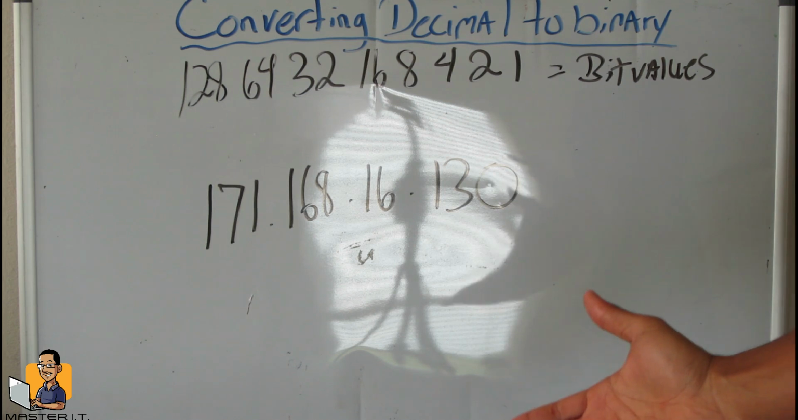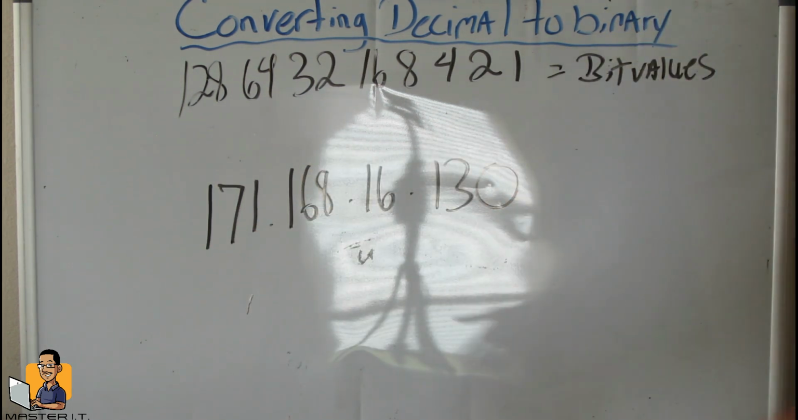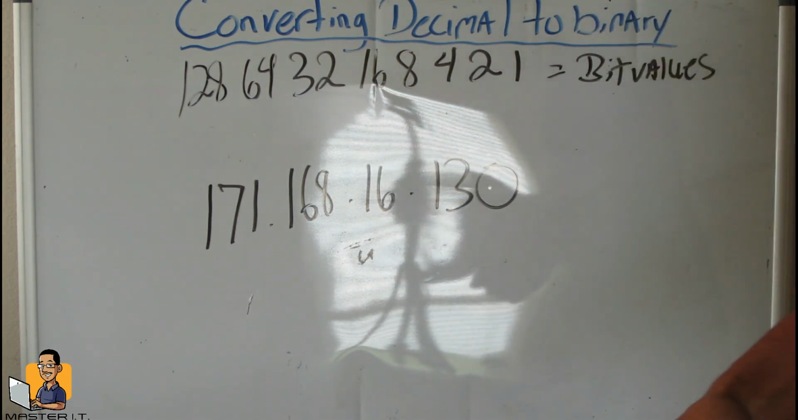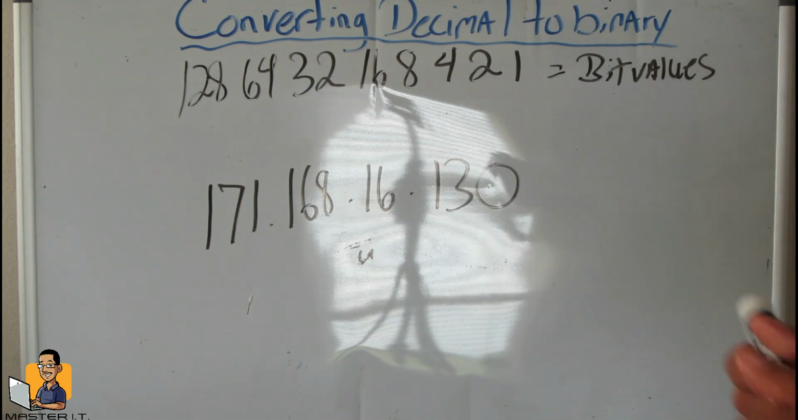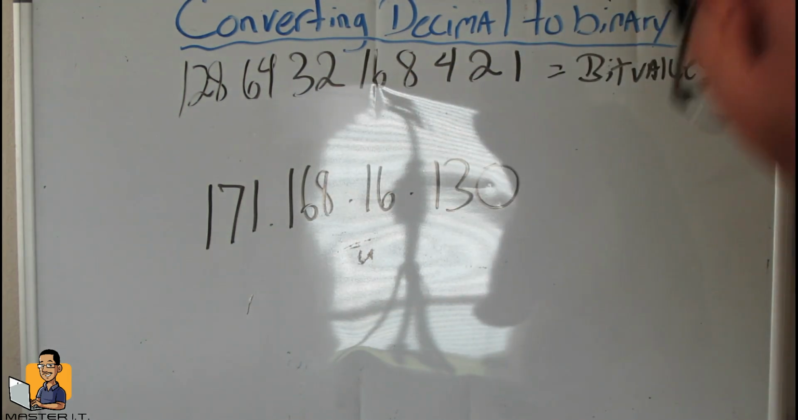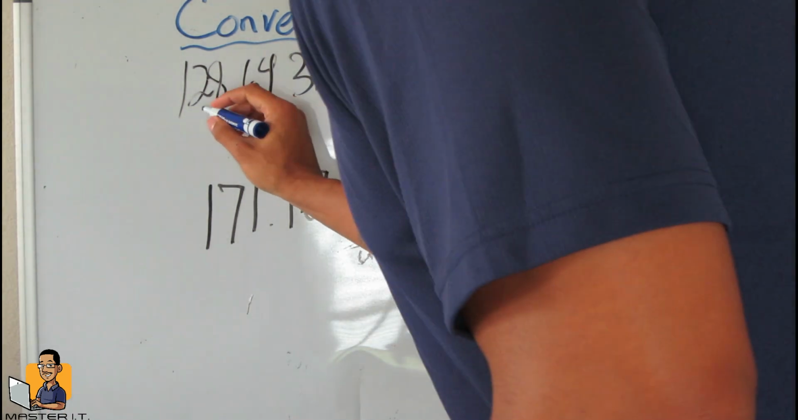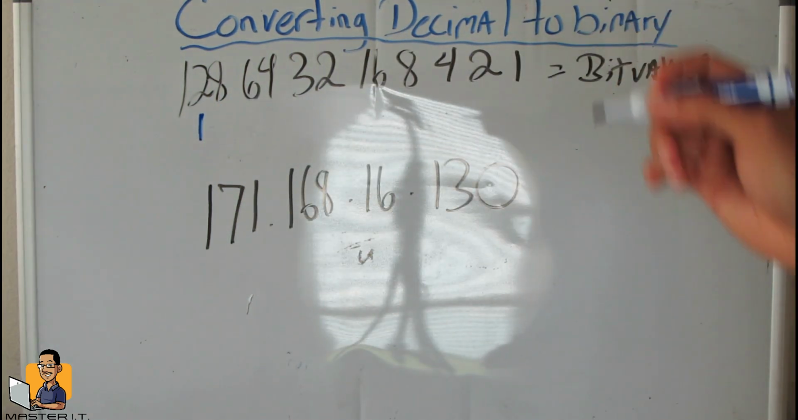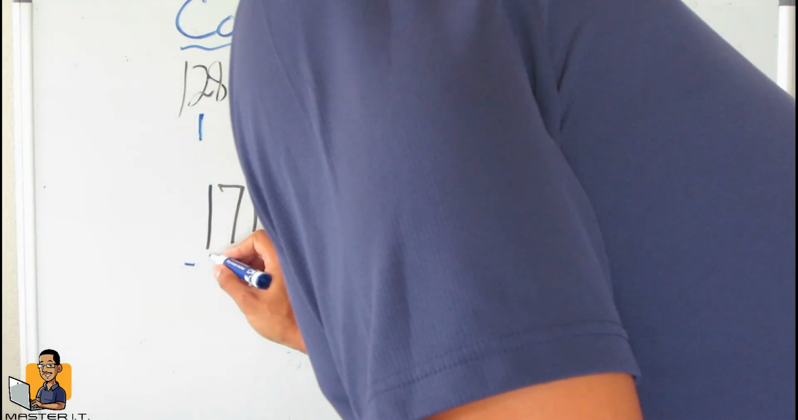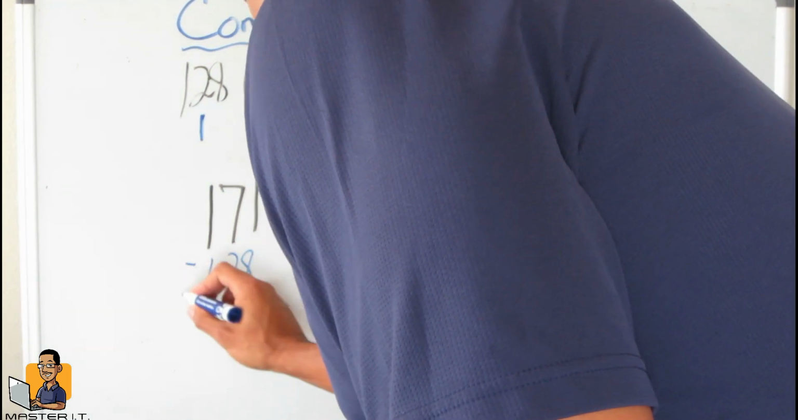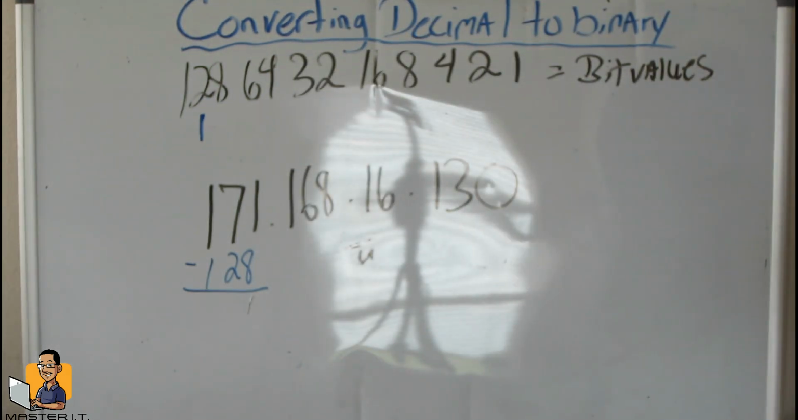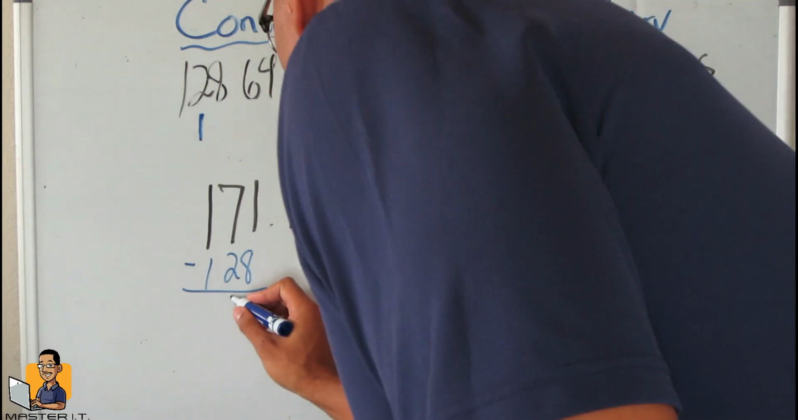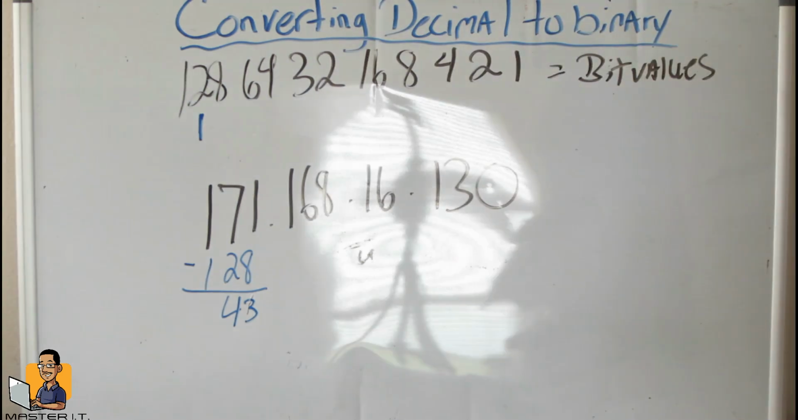Since we know that 128 is lower than 171, since we can get 128 out of 171, that bit is turned on. Just remember that a 1 equals on, a 0 equals off. So the 128 bit is turned on, and we signify that by putting a 1. 171 minus 128, what does that leave over? Perfect. That leaves 43.